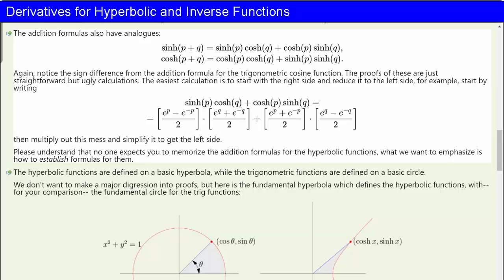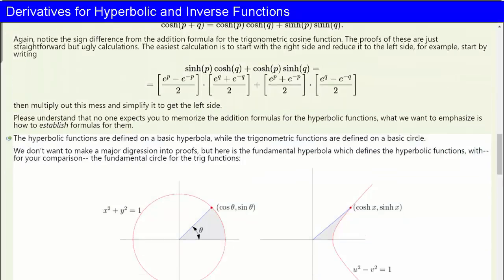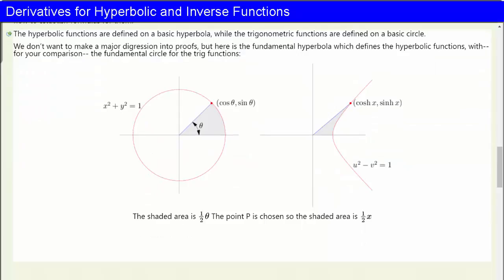Please understand, no one expects you to memorize the addition formulas for the hyperbolic functions. What we want to emphasize is how to establish those formulas. The hyperbolic functions are defined on a basic hyperbola, while the trigonometric functions are defined on a basic circle. We don't want to make a major digression into proofs, but here is the fundamental hyperbola, which defines the hyperbolic functions, with, for your comparison, the fundamental circle for the trig functions.